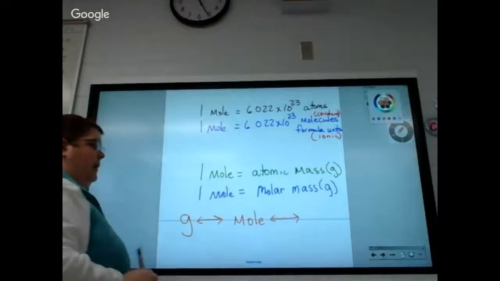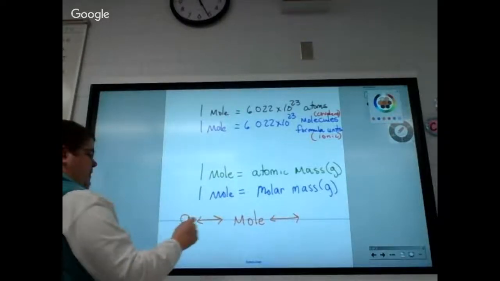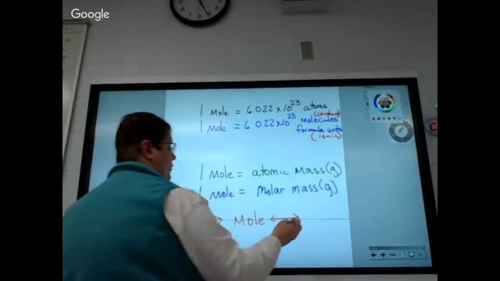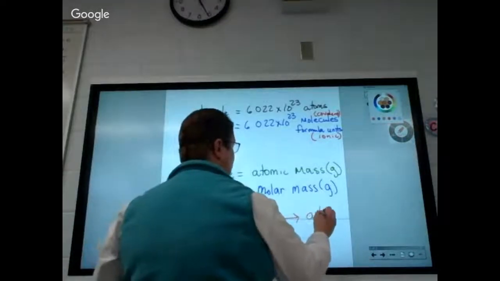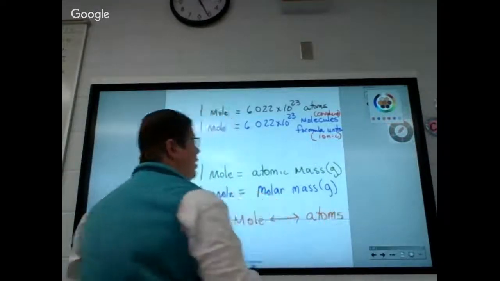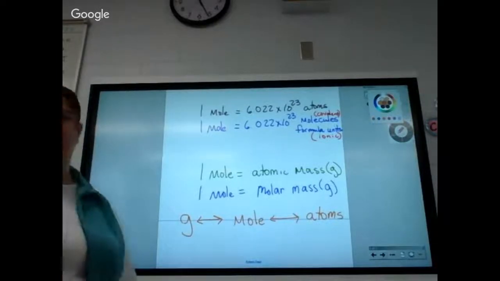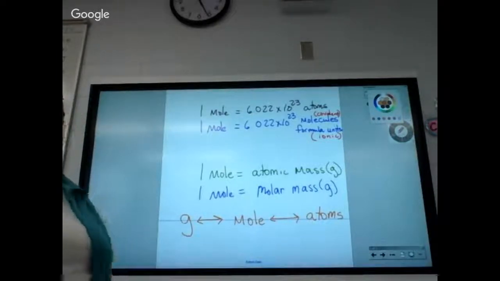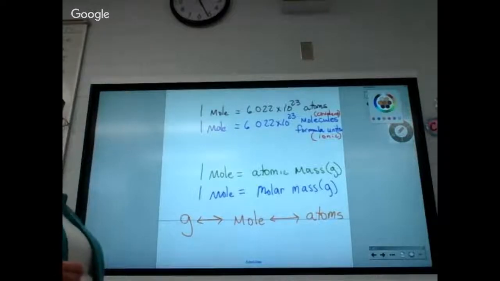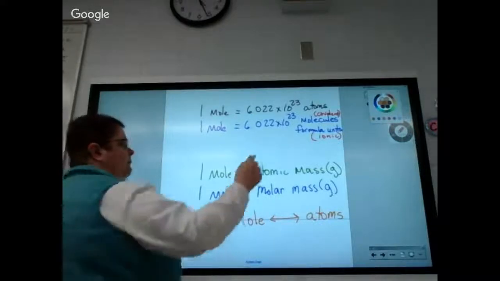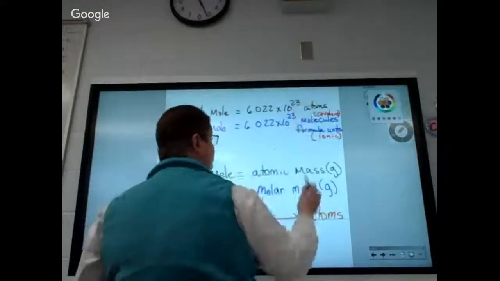Now, we already said grams can go to moles, right? And then we said we could go to atoms. Where are we going to put molecules and formula units in our flow chart here? After grams, or in between moles? Oh, it's atoms.